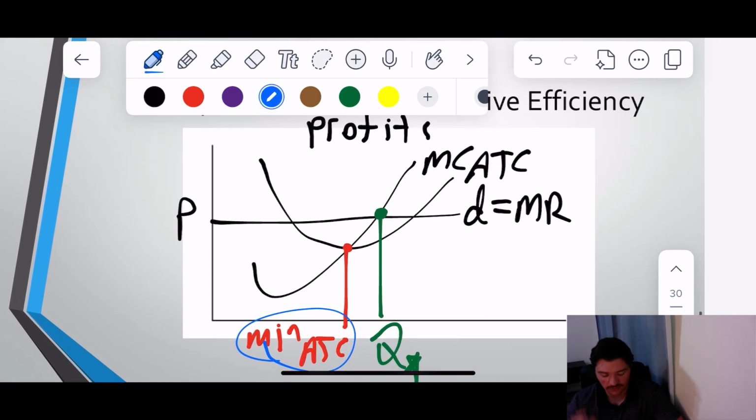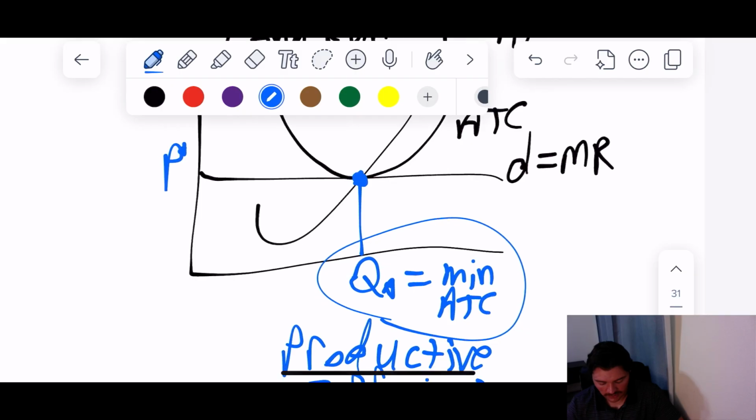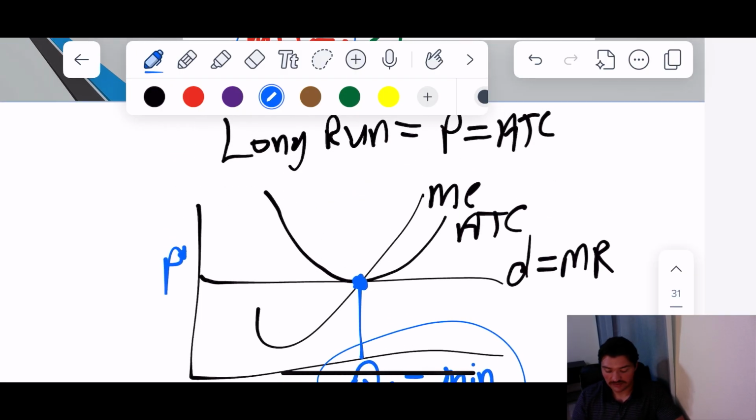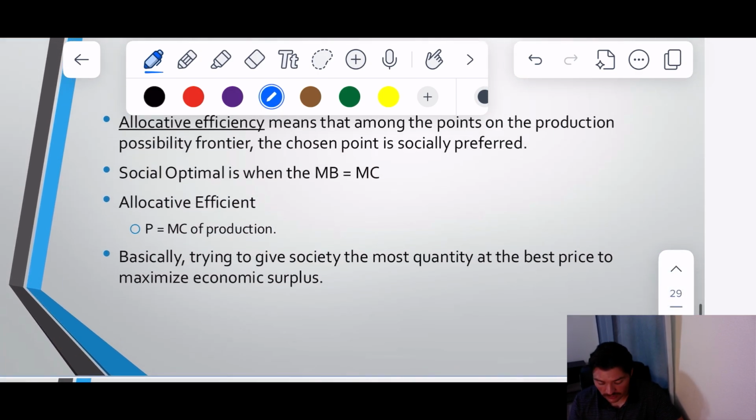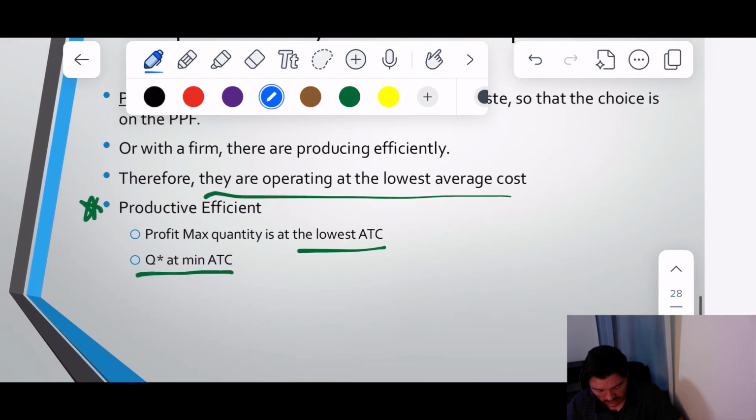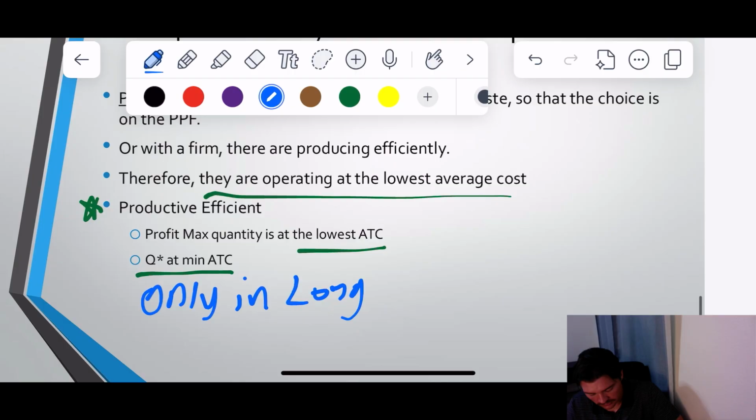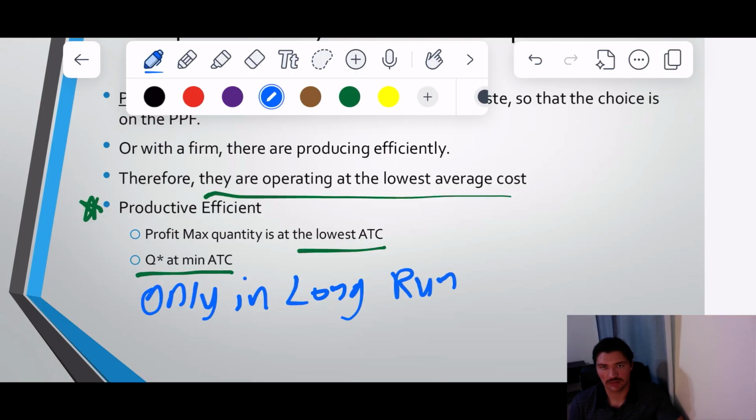Okay. So a perfectly competitive firm in the long run, because their price is equal to ATC, and that's equal to their MC and MR and ATC, they are productive efficient, but only in the long run, okay? So only in the long run. If they're earning losses, it's the same thing. They are not at their minimum ATC, okay?